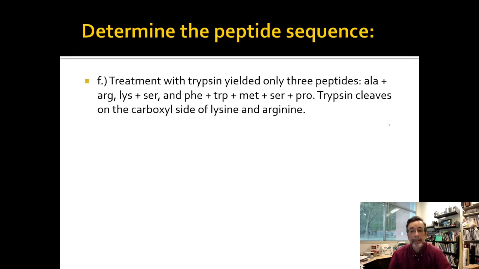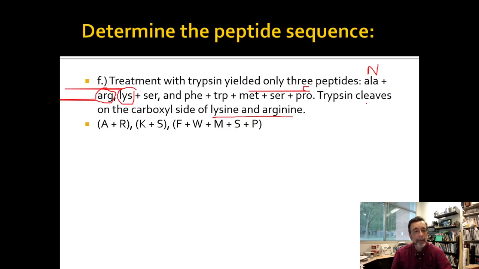One more piece of information. We have 3 more peptides after treatment with trypsin, and trypsin cleaves on the carboxy side of lysine and arginine. Where are those? There's an arginine in this peptide, there's a lysine in that peptide, and there's nothing in this peptide, but we already know this is the C-terminus. What's the other piece of information we can get? I already know my A is my N-terminus. So this allows me to just go through. I know I have these 3 peptides. I put that in the context of the previous one.